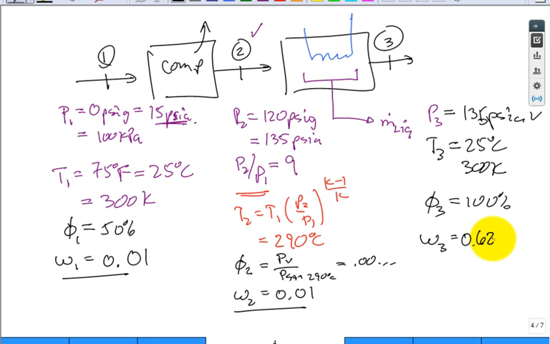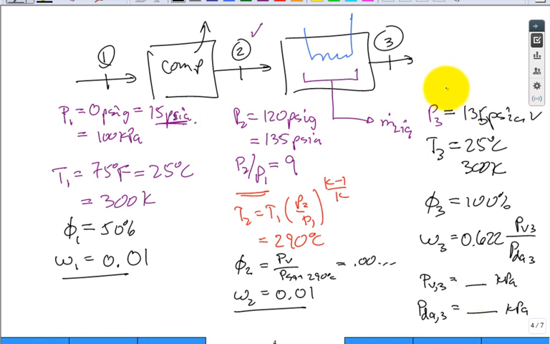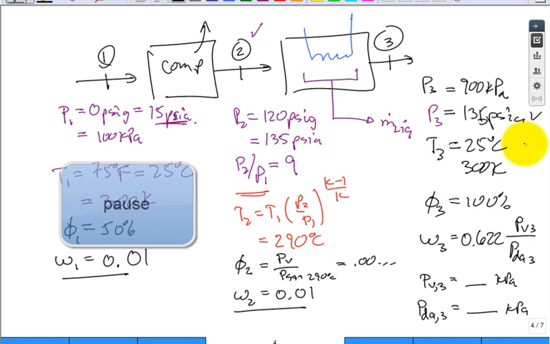0.622, the pressure of the vapor at state 3 over the pressure of the dry air at state 3. Is that equation still good? Yeah. All right. What I'm going to do is pause. I want you to calculate the pressure of the vapor at 3 as a number. Let's work in kilopascal. And the pressure of the dry air at state 3 in kilopascal. Both of these are in kilopascal. And by the way, this pressure at 3 is 900 kilopascal, isn't it? Yeah, it's 900 kilopascal. So give me those two numbers in kilopascal. I'm going to pause and walk around.